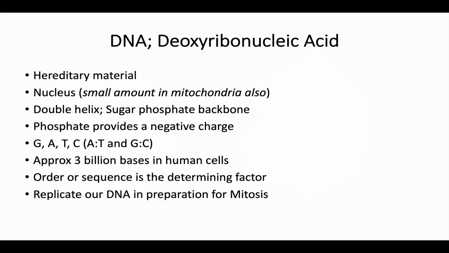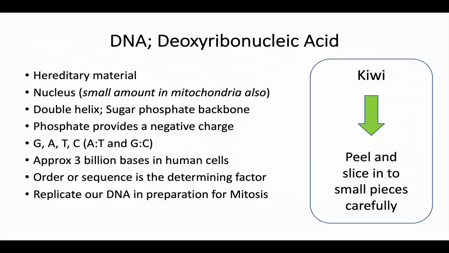It's composed of certain bases, and A complements with T and G complements with C. We know there's approximately 3 billion bases in human cells, and the order or the sequence of those bases is the determining factor. So we replicate our DNA in preparation for mitosis. So we already know a lot about the information. What we're going to do today is get a kiwi and isolate genomic DNA from some kiwi cells.